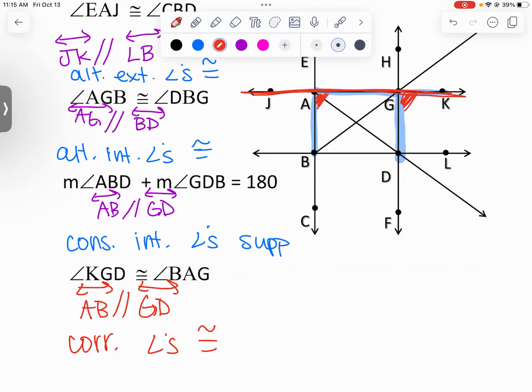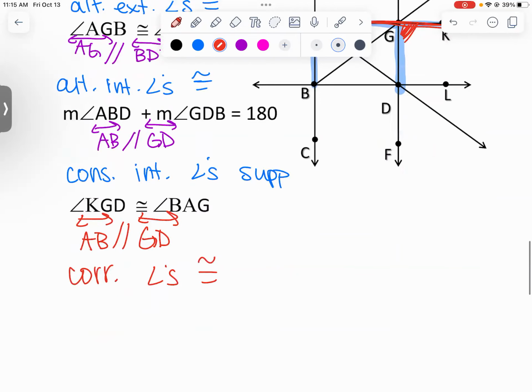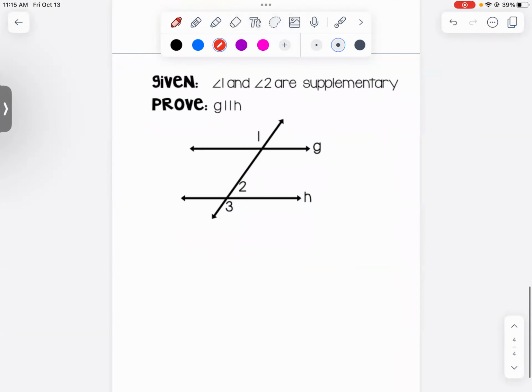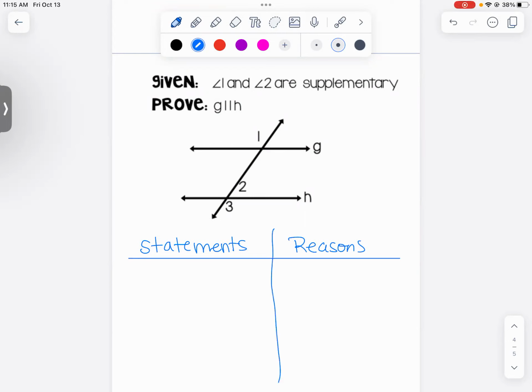Okay, so turn the page to page 4. Go ahead and make your two columns, statements and reasons. And what do we always start with? Our first statement is the given.